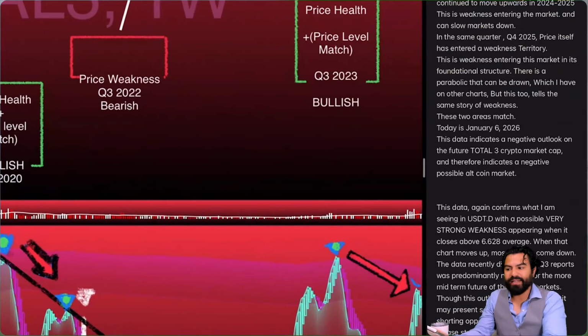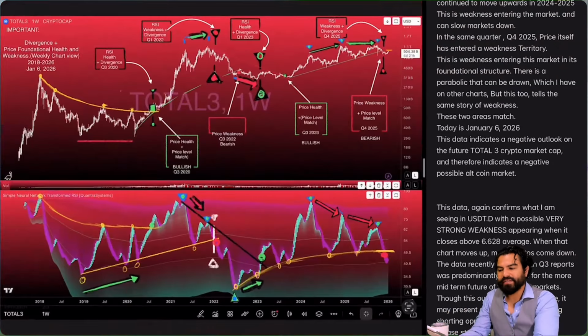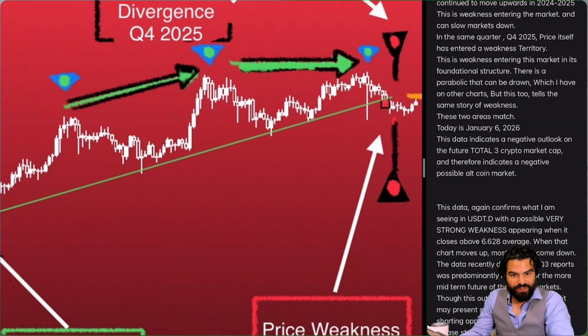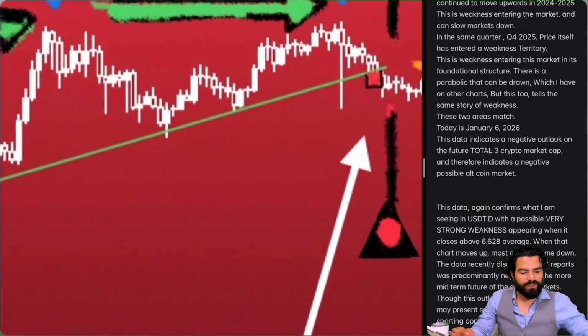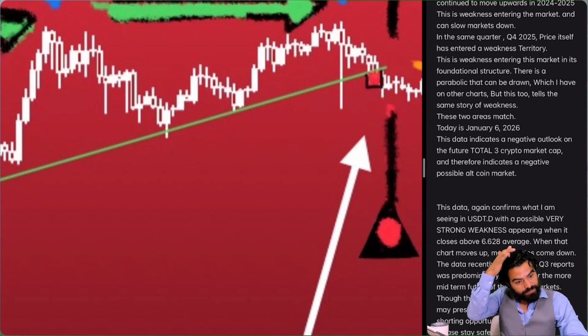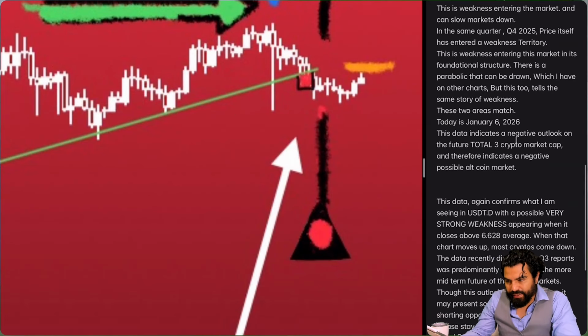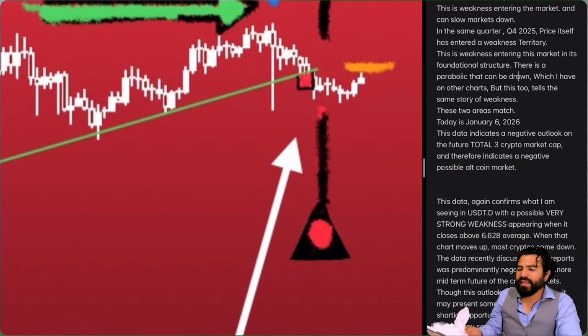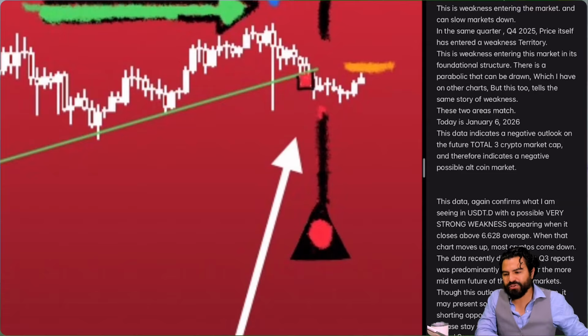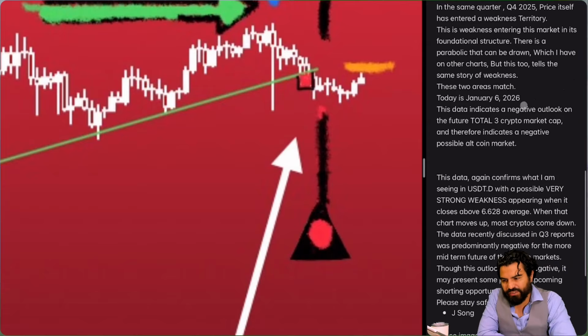But for now, in its simplicity, if all you did is say, Jason, I don't know how to draw all of that, well, that's fine. Draw a straight line, and there you go, okay? Just a straight line, and that's most of what you're going to need. I said this weakness is entering the market. Price itself has entered the weakness territory. This is weakness entering the market in its foundational structure. And this is a parabolic that can be drawn, which I have on other charts, but this too tells the same story of weakness. So no matter how you slice it or dice it, it's still weakness.